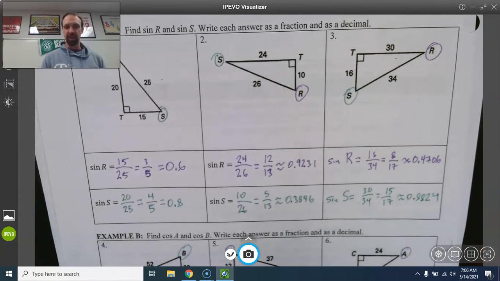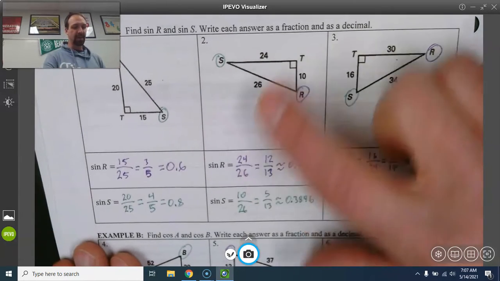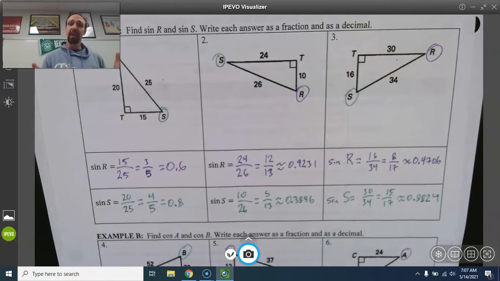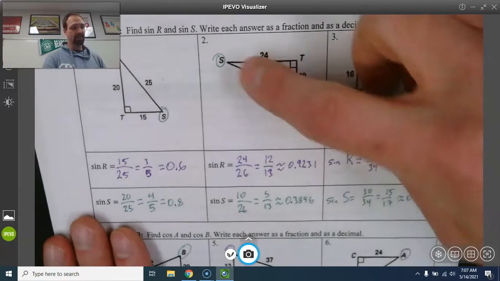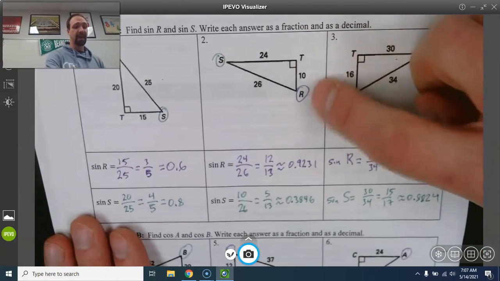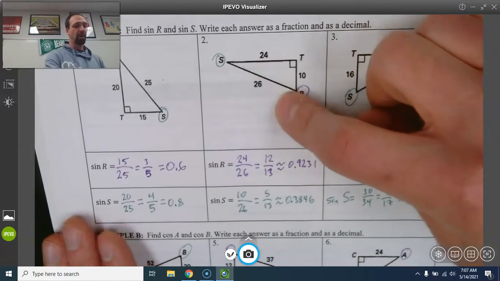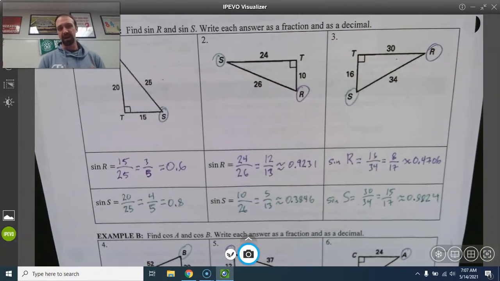You've watched the first video, hopefully, or you've seen me go through how I'm writing each of these, but you're just setting it up. With sine, you're always doing the opposite over the hypotenuse. Notice that it matters which angle you pick. So if I picked S, the opposite side is 10, and the hypotenuse will always be the same. So whenever we're talking about opposite and adjacent, you have to be really careful to make sure you get the right location. Hypotenuse is always going to be the same no matter what.